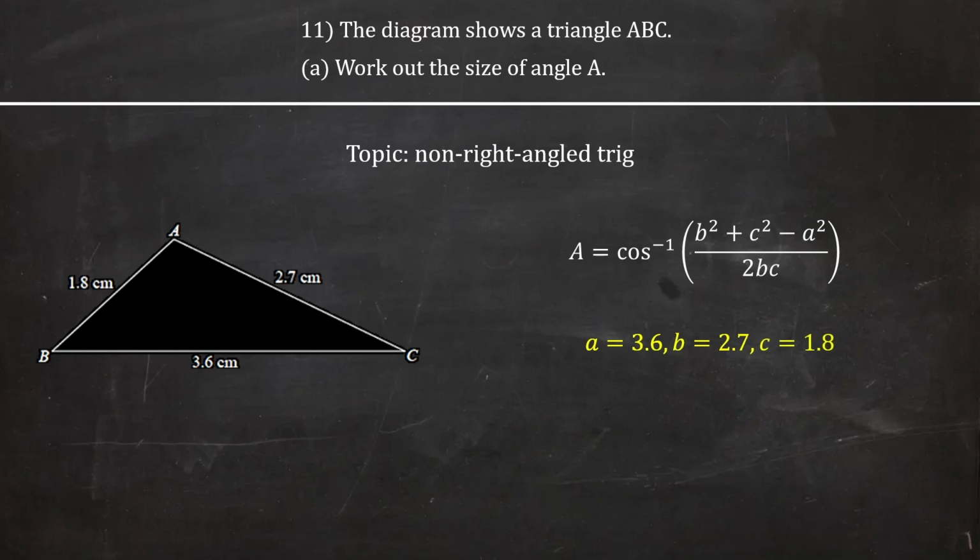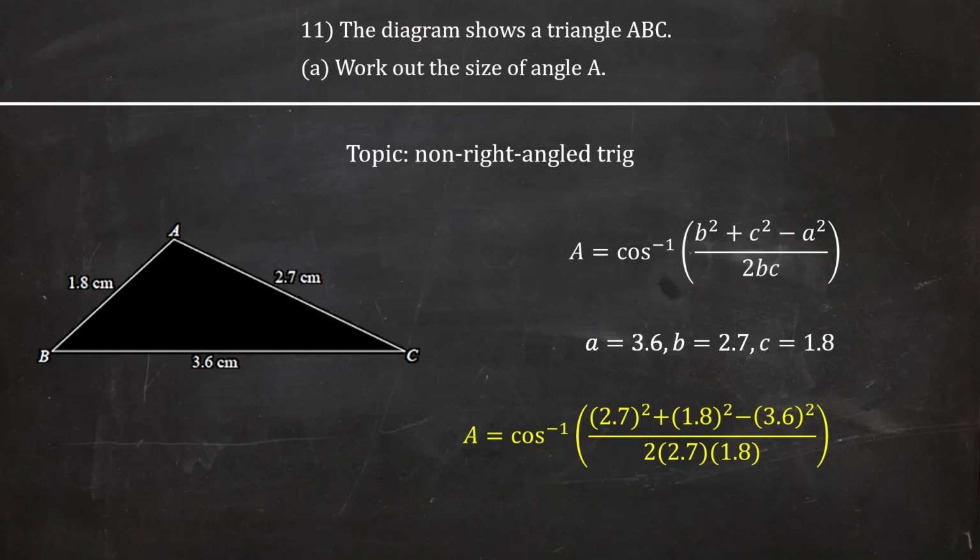Remember, b and c don't really matter if you switch them. The only important one to get right is a. Then we put that in the calculator, use brackets, they're always safer, which gives me 104.5 degrees.